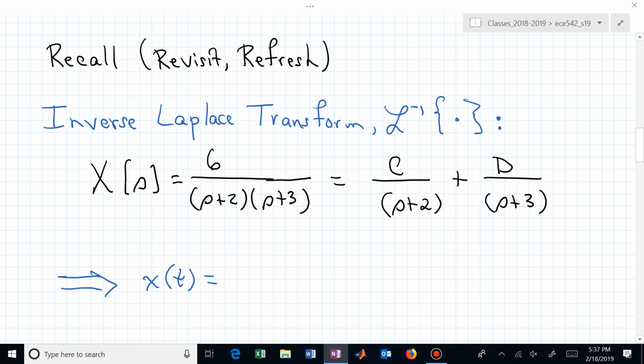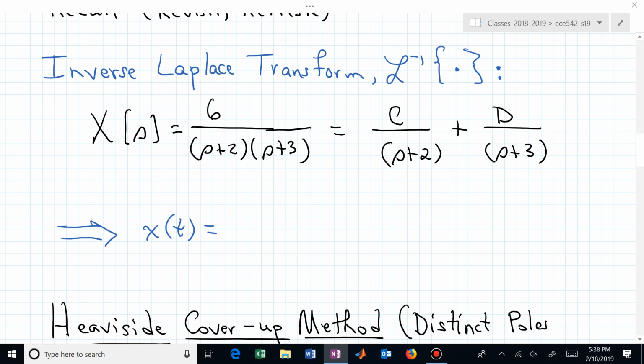I guess if we were on water, I'm now trying to fish and pull some fish out of the water with these answers. C times what? The mode associated with the pole at minus 2, or we now have C, e to the minus 2t, plus D, e to the minus 3t, t greater than or equal to 0.